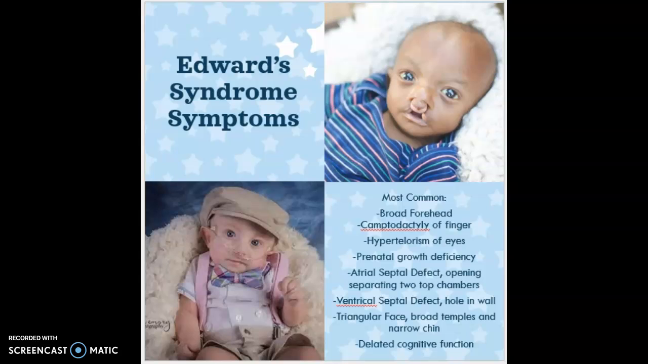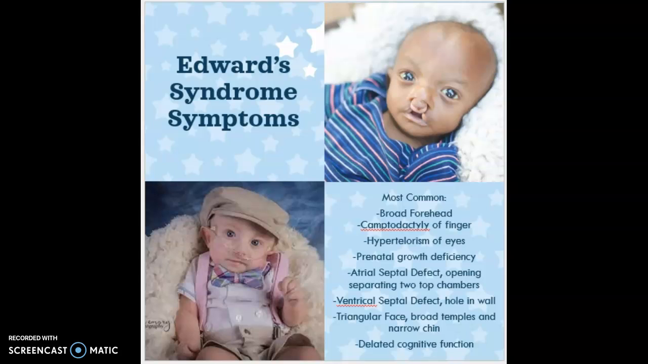On the outside, a child with Edwards syndrome is characterized by a few common symptoms, starting with a broad forehead and camptodactyly of the finger, which means a permanent flexion of the finger, otherwise called a clenched fist, which you can see that the child in the bottom left has. Another is hypertelorism of the eyes, which is very wide set eyes, clearly marked in the child in the top right. Others span from prenatal growth deficiency to atrial and ventricle septal defects.